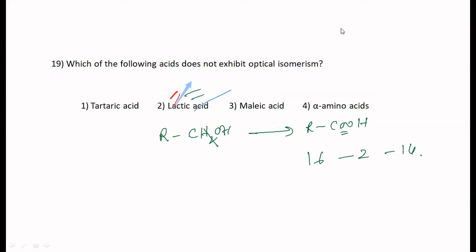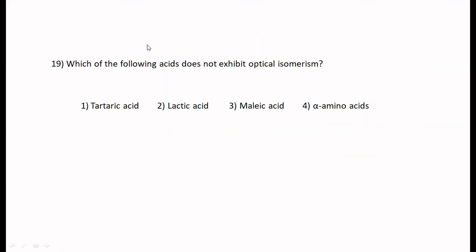And then this is the next question. I don't think we have enough time. I will consider this tomorrow in the next session. Which one of the following? If anybody knows the answer, you can tell me. Tartaric acid, lactic acid. Lactic acid, ma'am. Lactic acid does not exhibit optical isomerism? Lactic acid exhibits it, isn't it? It has got a chiral carbon.